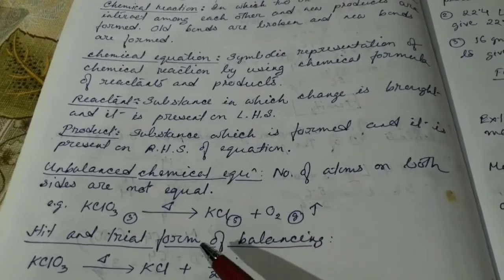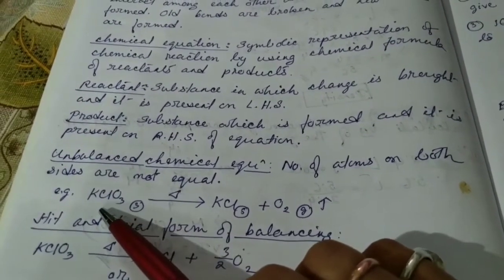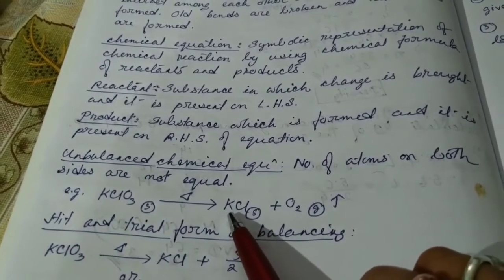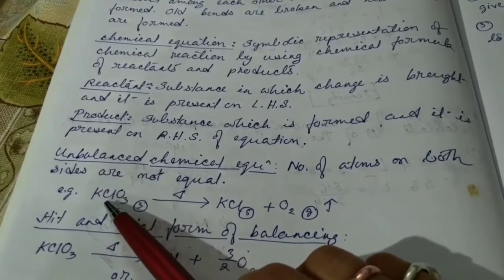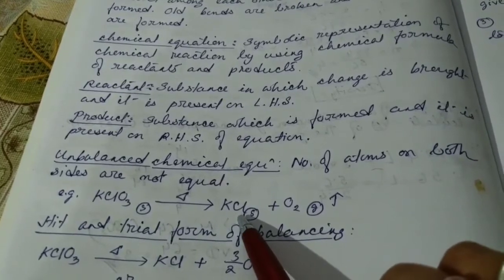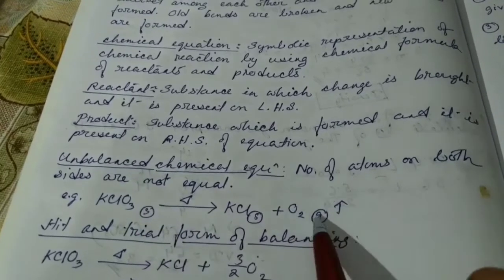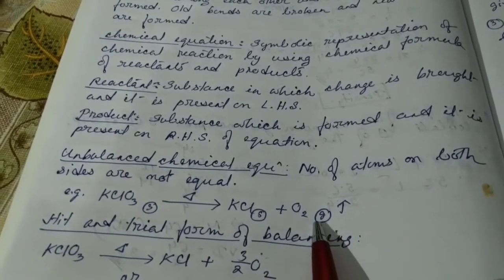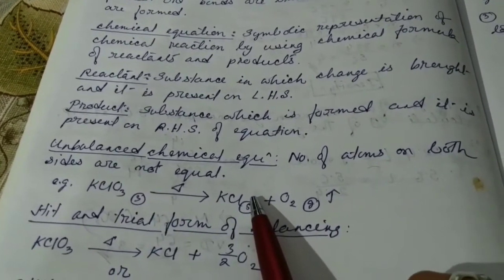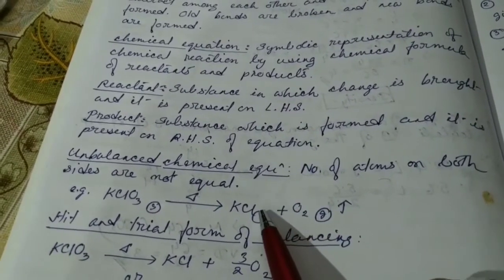In this case, the number of potassium atoms on the left hand side is 1 and on the right hand side it is again 1. Chlorine is also the same, on the left hand side it is 1 and on the right hand side it is 1. But if we look at the oxygen atoms, on the left hand side the number of oxygen atoms is 3, but on the right hand side it is 2. So it is not a balanced chemical equation. This type of equation is known as unbalanced.